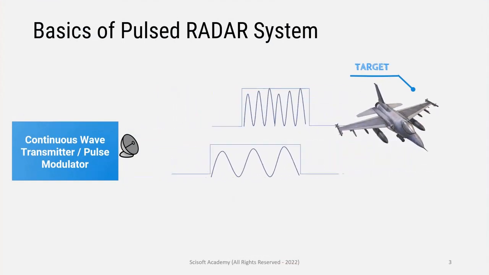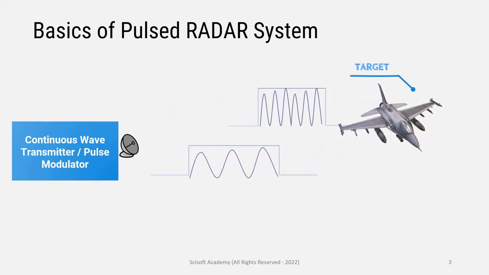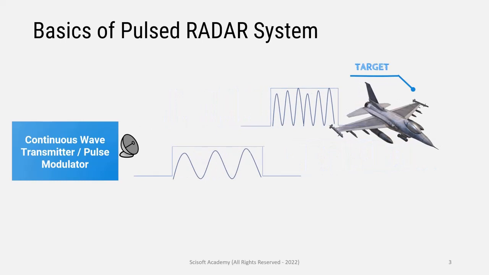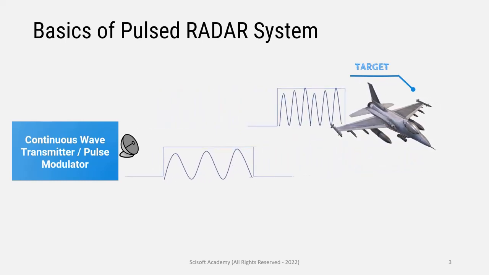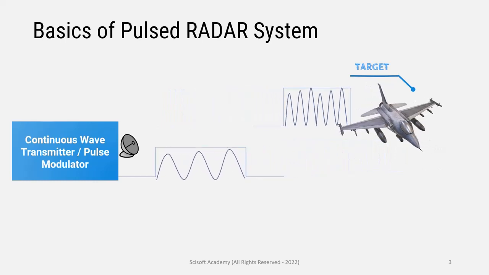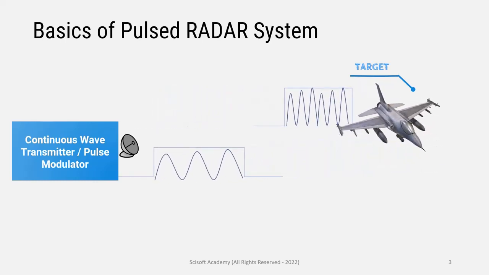So we are going to see the basics of pulsed radar system. In a pulsed radar system, the very basic concept is we will be having a continuous wave generator, which is going to create a pulse wave for us in continuous manner. All those continuous pulses are going to be transmitted in the atmosphere.